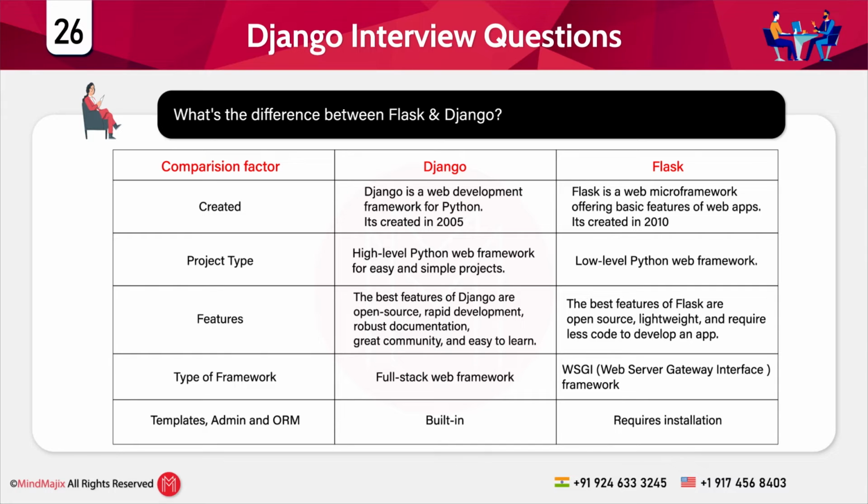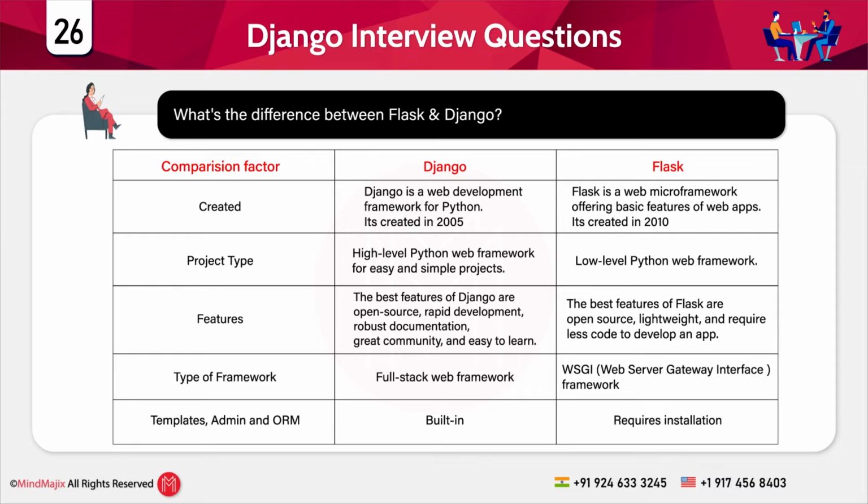If you talk about features of Django, the best features are that it is open source, it provides rapid development, it has robust documentation, it has great community support, and it is very easy to learn. On the other hand, the best features of Flask are that it is open source, it is lightweight, and it requires less code to develop an application. Now if you talk about the type of framework, Django is a full stack web framework, whereas Flask is a web server gateway interface framework.